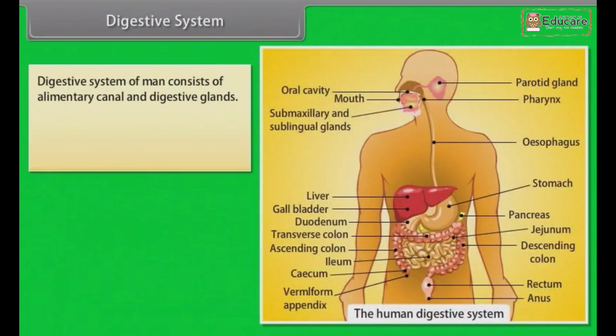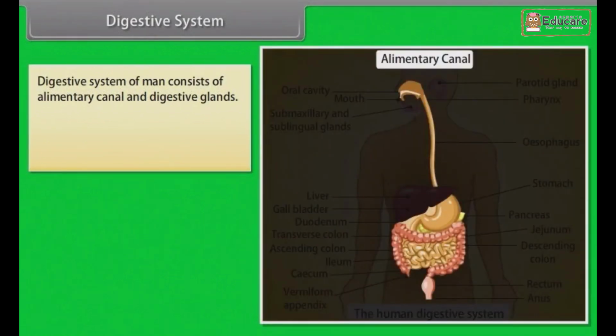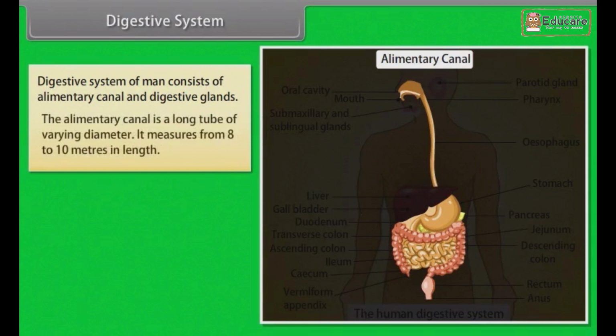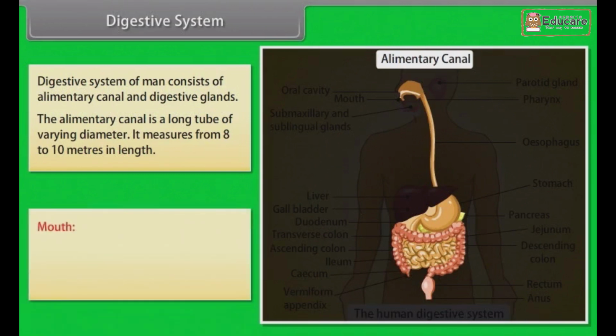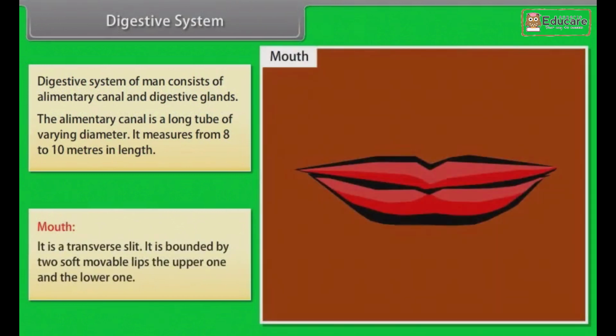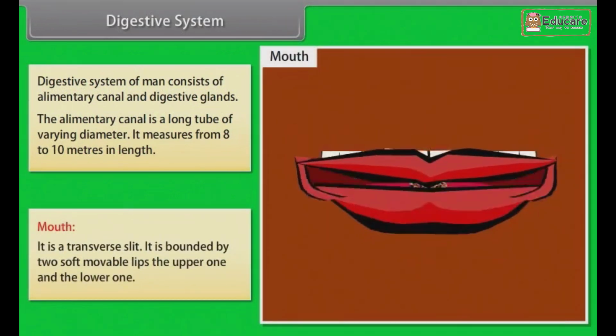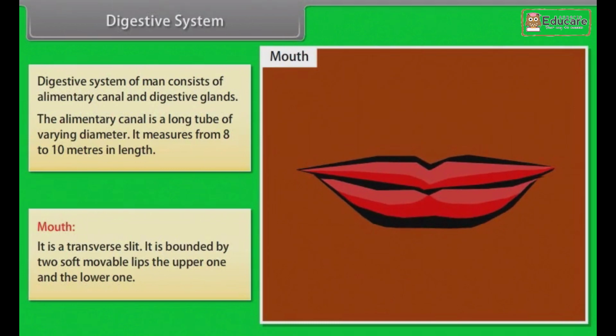Digestive system. The digestive system of a human consists of the alimentary canal and digestive glands. The alimentary canal is a long tube of varying diameter. It measures from 8 to 10 meters in length. The first part of the alimentary canal is the mouth. It is a transverse slit. It is bounded by two soft movable lips, the upper one and the lower one.